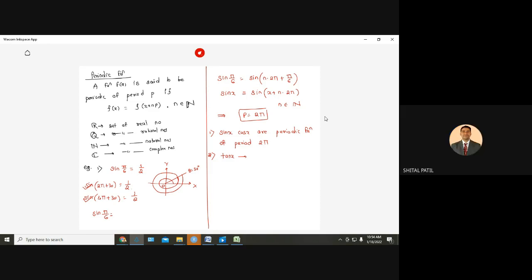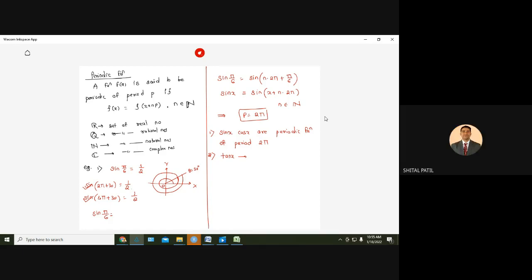Is tan theta not a periodic function? It is periodic, but it is somewhat discontinuous. We don't have to do anything with the discontinuity. Discontinuity or continuity is a different concept. Boundedness, unboundedness, this is also different. And periodicity is a different concept. If the same value is repeated again and again, that is periodic. It may be discontinuous in between, no problem. So tan x is a periodic function.